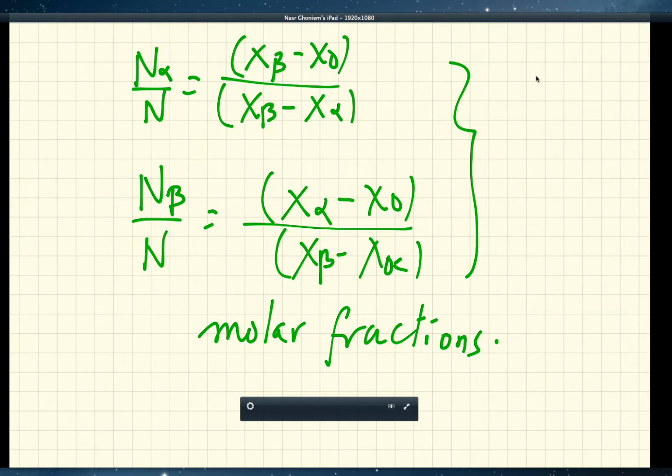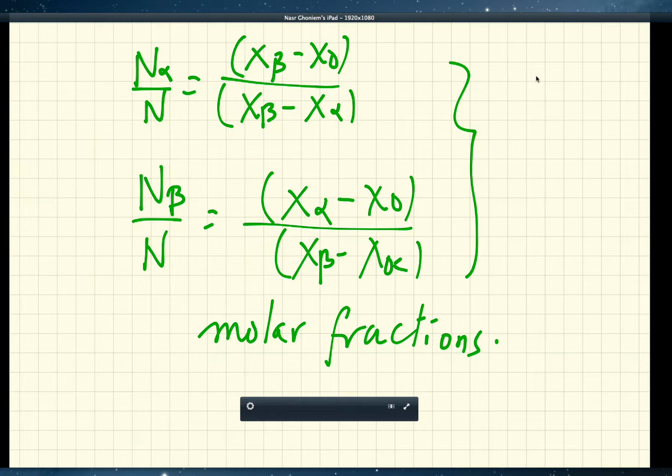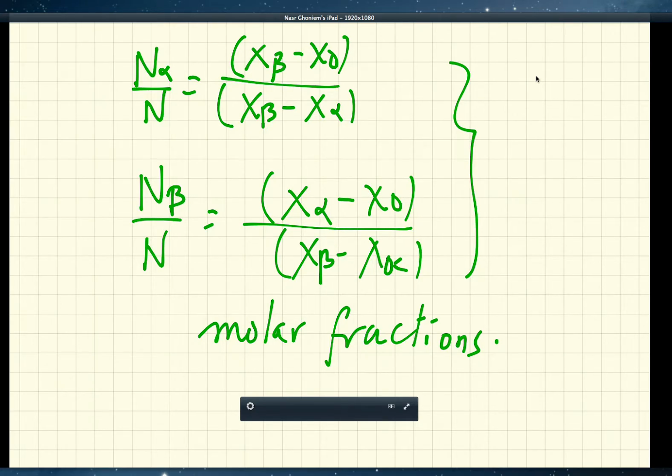So let's go back here to make reference. If you look at this equation, N times x beta minus x0 is the moment of N about that end, which is equal to N alpha times x beta minus x alpha. In other words, you just take the moment about this end first, and then take the moment about the other end, and you will get the two equations here that determine the concentrations.